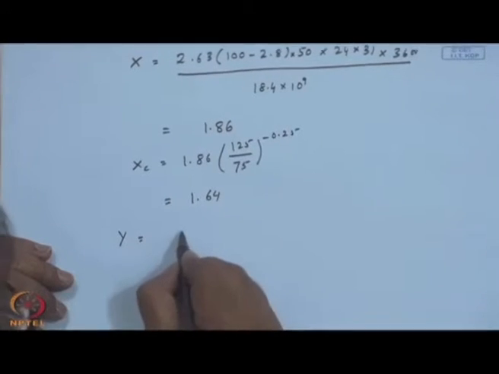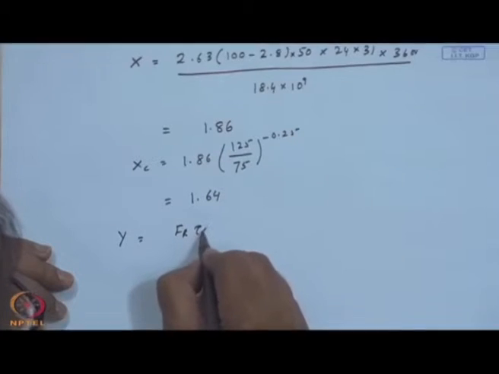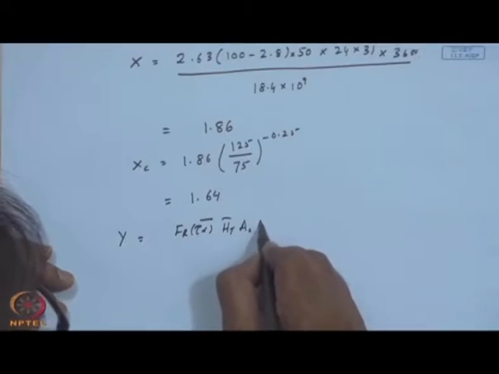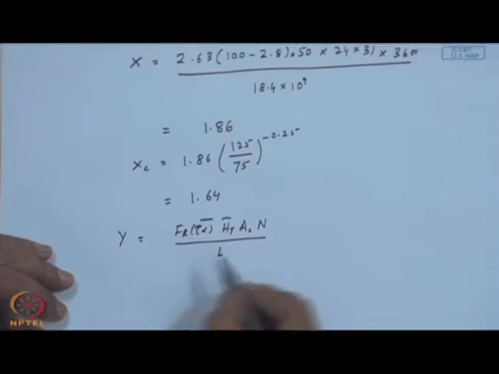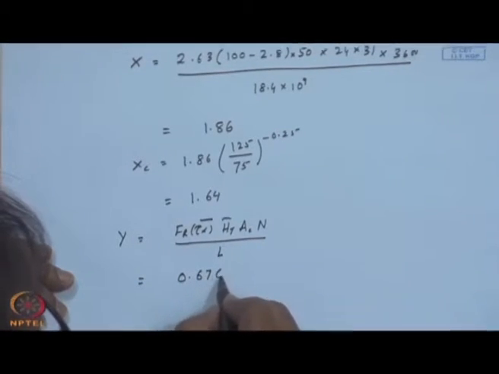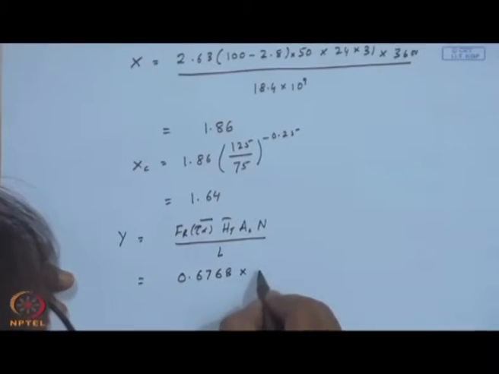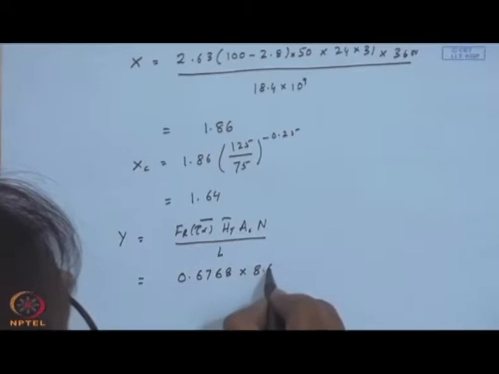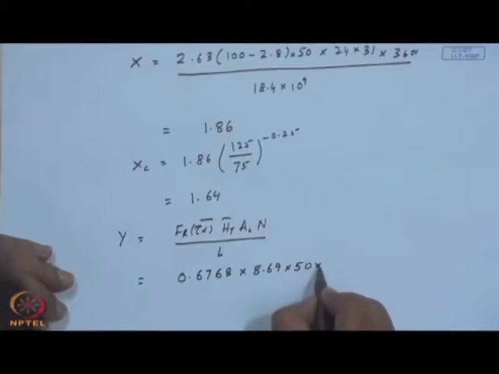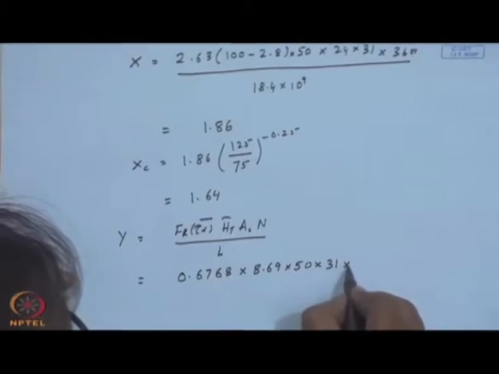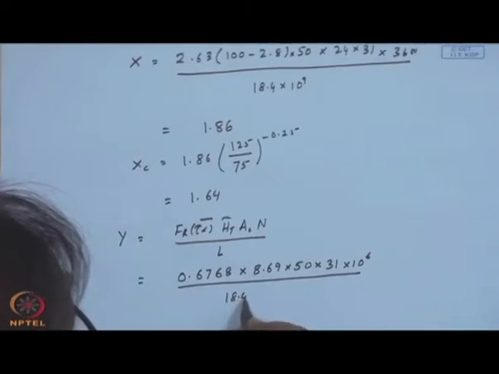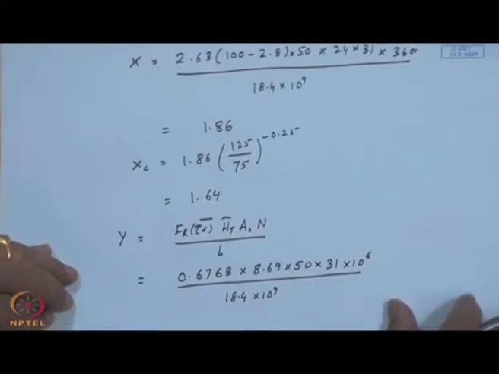So, Y is F R tau alpha bar times H t bar A c into the number of days in the month by the load, which will be equal to 0.6768 times H t bar, which is 8.69 megajoules, multiplied by 50 times 31 into 10 to the power 6, that makes it joules, by 18.4 into 10 to the power 9, that makes the load also in joules.